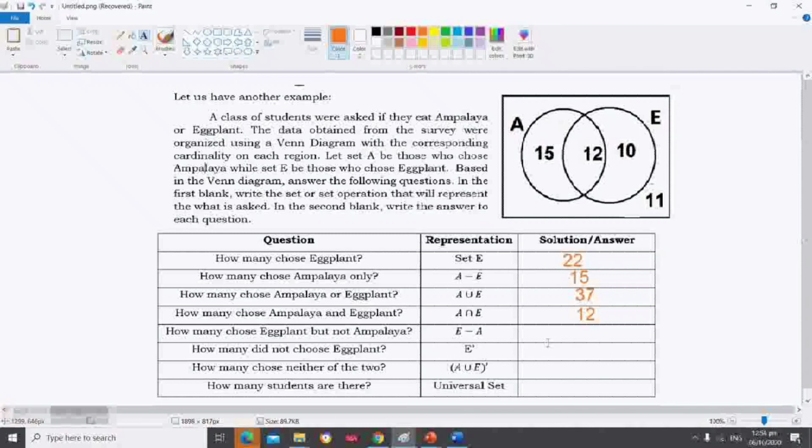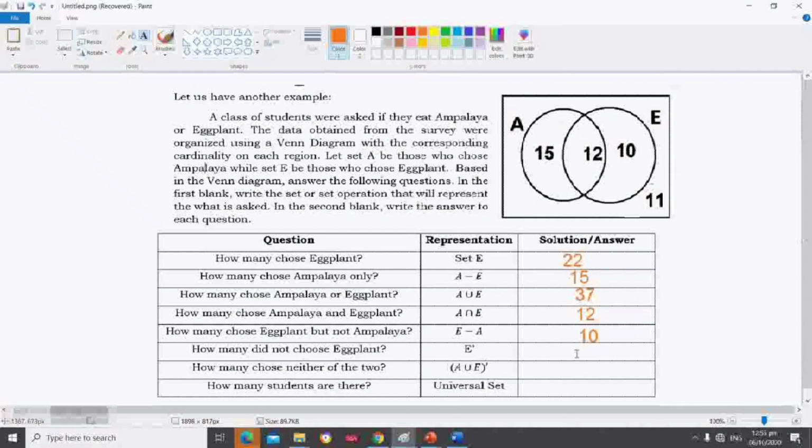Okay, let's have the next question. How many chose eggplant but not ampalaya? So again, let us first shade those who chose eggplant. So here is the region wherein they chose eggplant. But according to the question, those who chose eggplant but not ampalaya. So we have to remove those regions in which it is also found in A, because it overlaps with circle A. So we have to remove this region. So the answer is, okay, good, 10.